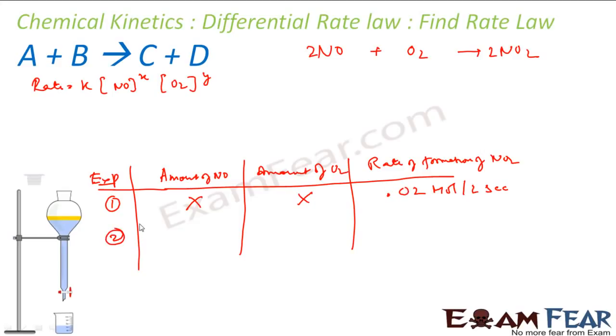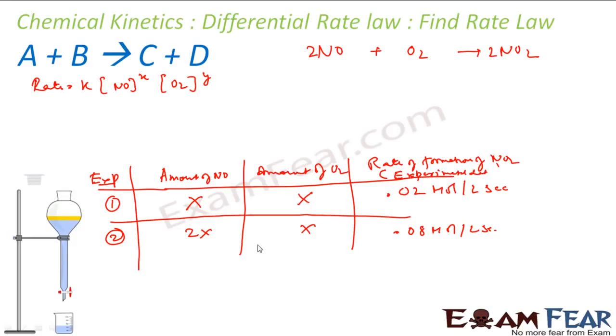In experiment 2, what we can do is double the concentration of NO and keep the concentration of O2 the same, and let's suppose the rate becomes 0.08 mole per liter per second. This is all experimental, right? This is the rate of formation of NO2, experimental data. These two we are changing and this we are calculating. So if you see, from x to 2x we made, and the rate becomes 2 to 8. Correct? What does it mean? Sorry, it becomes 4 times, 2 became 8, that is 4 times.